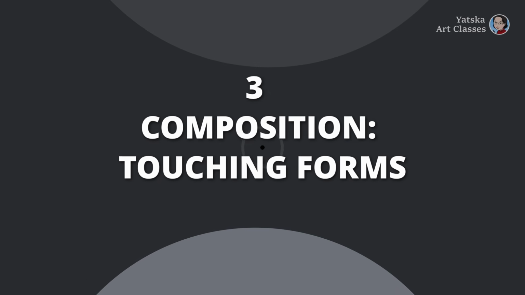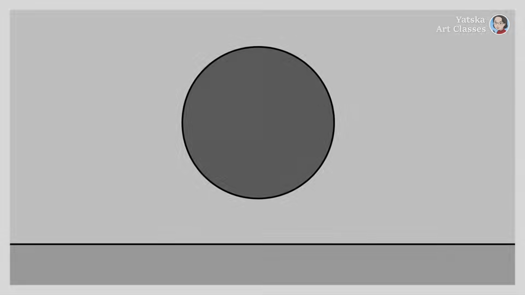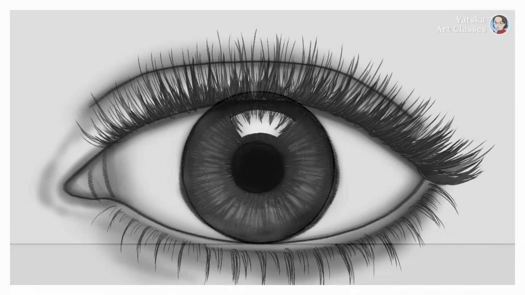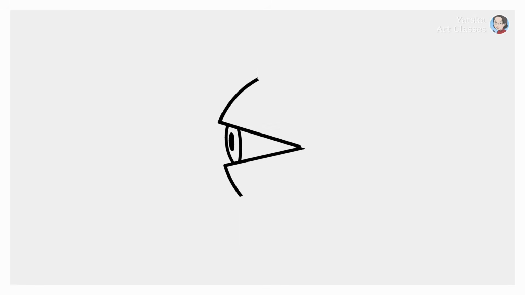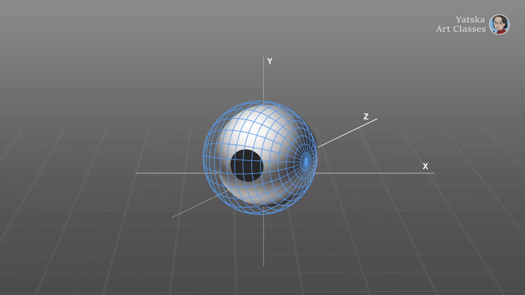Mistake number 3. Composition. Touching forms. When the iris barely touches the eyelid line, you get visual tension. Not dramatic, just uncomfortable. Why? Because the eyelid edge is the edge of the opening. The iris is a form inside that opening. Here your brain cannot tell what's in front, what's behind. That's where confusion about depth, the z-axis, starts.